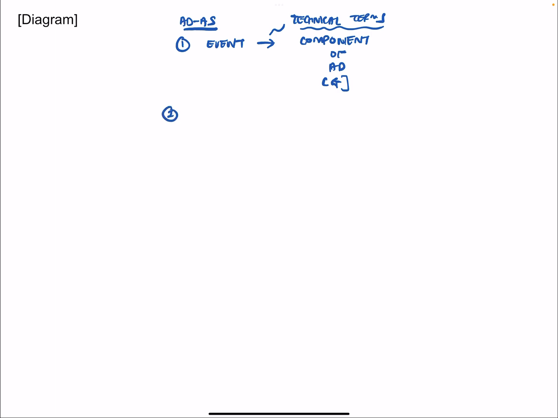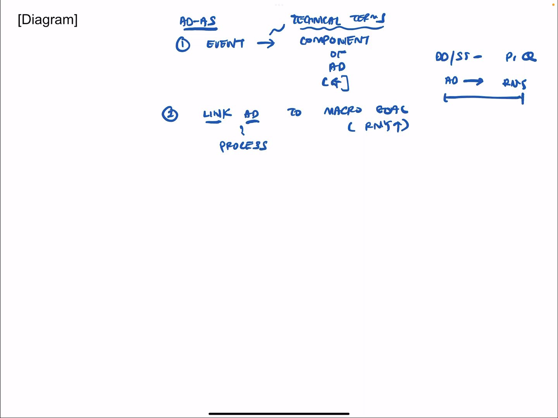Step number 2 is to link AD to the macro goal. Our macro goal here is an increase in real national income. By linking AD to the macro goal, I don't mean through a phrase; this one requires a process. In the course of your entire JC education, you will learn a few processes. The price adjustment process is the way for demand and supply to get to P and Q. So what is the process to get from AD to real national income? This is the multiplier process.